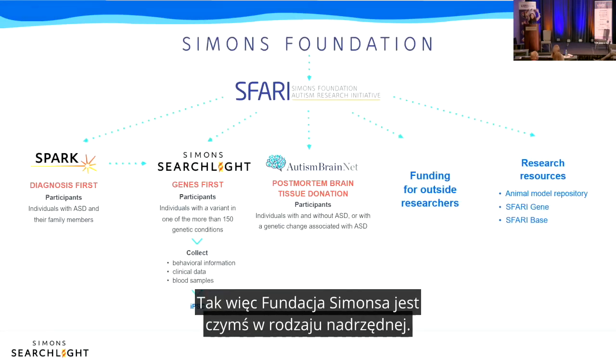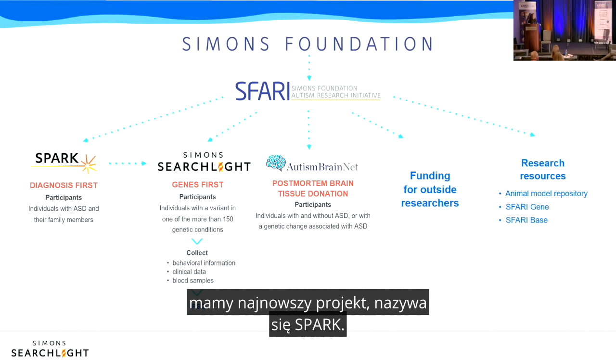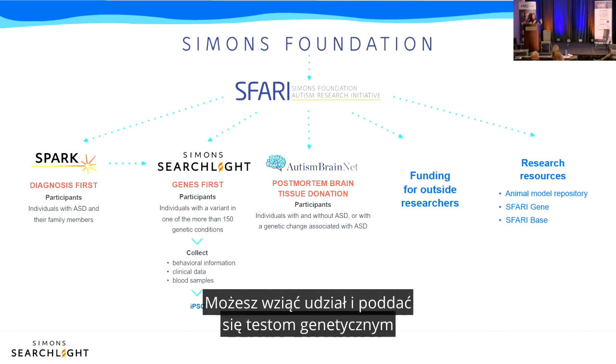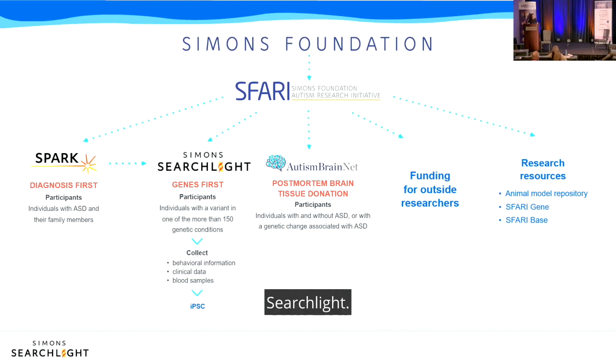So the Simons Foundation is kind of the overarching organization. SFARI is the Simons Foundation Autism Research Initiative. There are different parts, different projects, but they're all related in a continuum. On the left, you can see the newest project, called SPARK. This comes from the diagnosis first. If you have a diagnosis of autism, you can participate and have genetic testing from that perspective. If they find a genetic reason that's contributing to your autism risk, then you get funneled into Simons Searchlight.